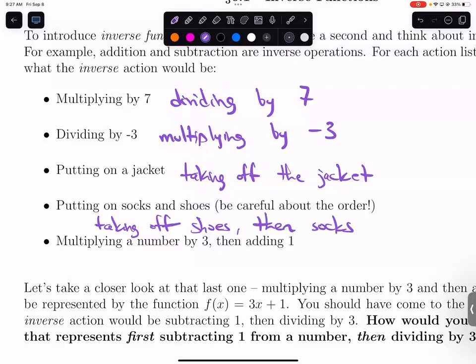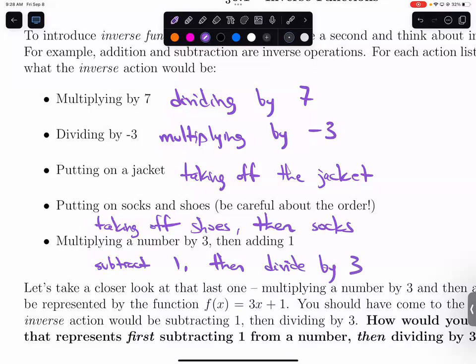If I start barefoot and put on socks and then put on shoes, to get back to being barefoot, I need to first take off the shoes and then the socks. I guess unless you don't care about your socks or you have different feet than I do or something, but you have to undo the individual things, but also reverse the order. Multiplying by 3 and then adding 1. Subtract 1, then divide by 3. Okay, that's it. That's what an inverse is. That's how it works. That's all there is to it, really.